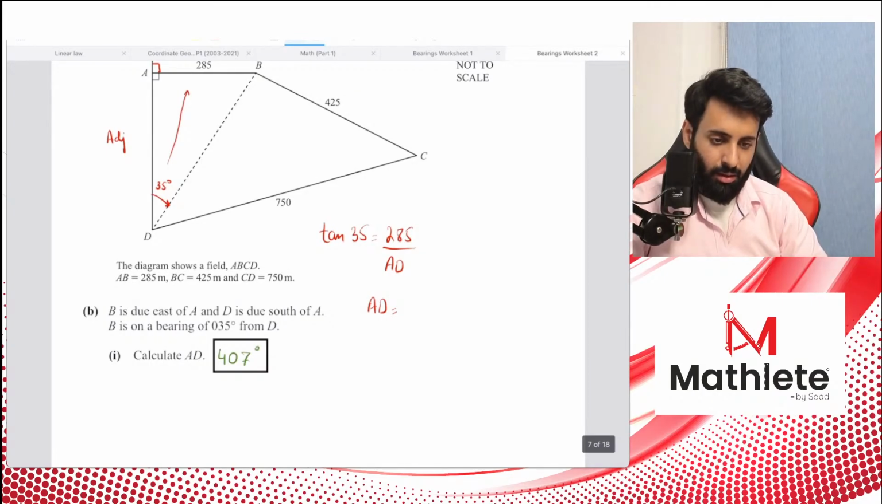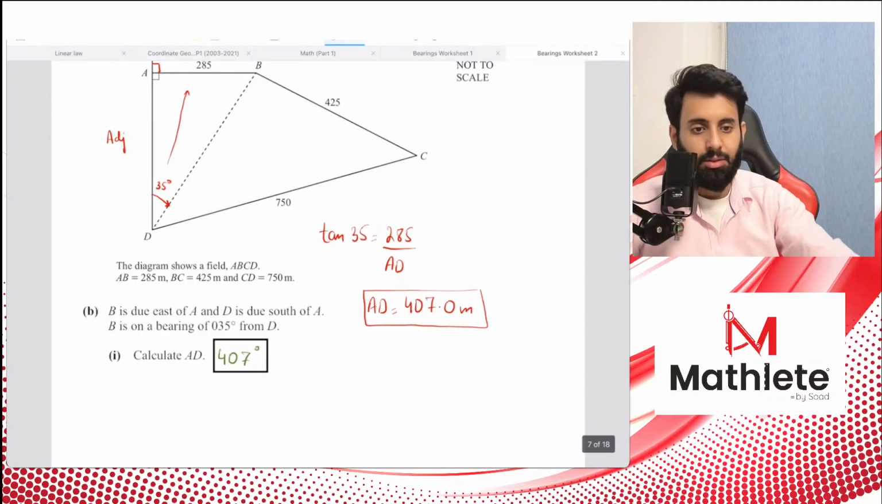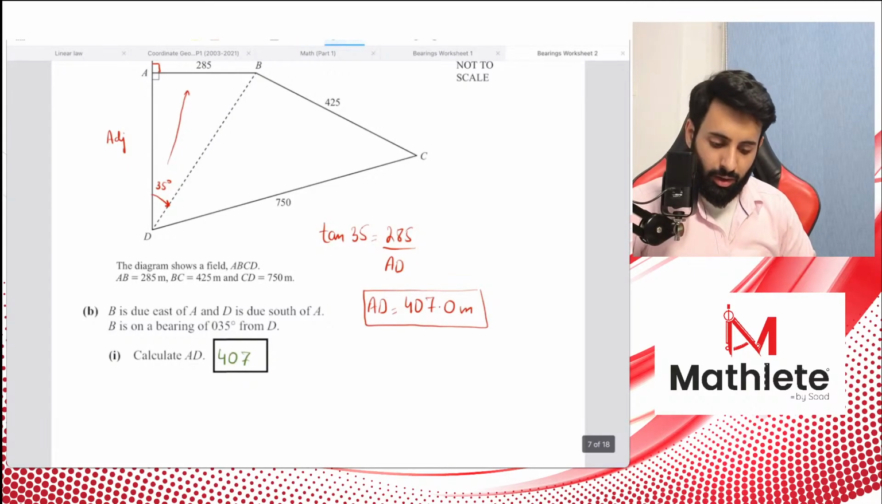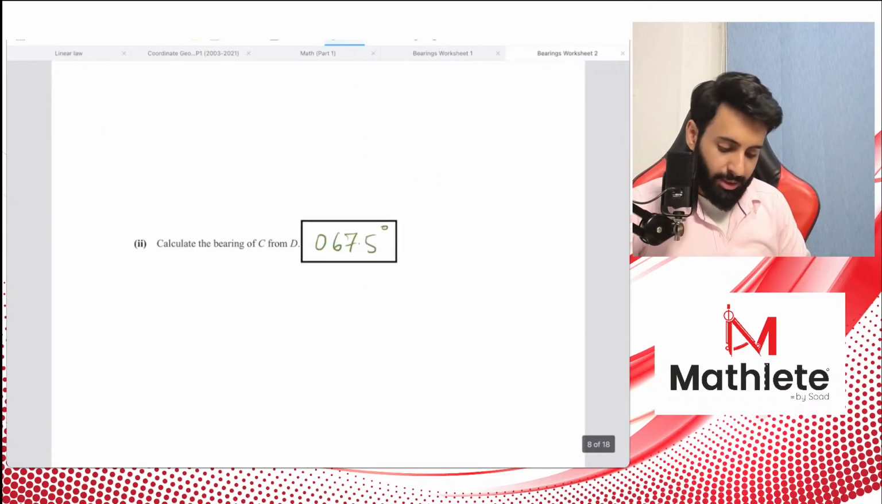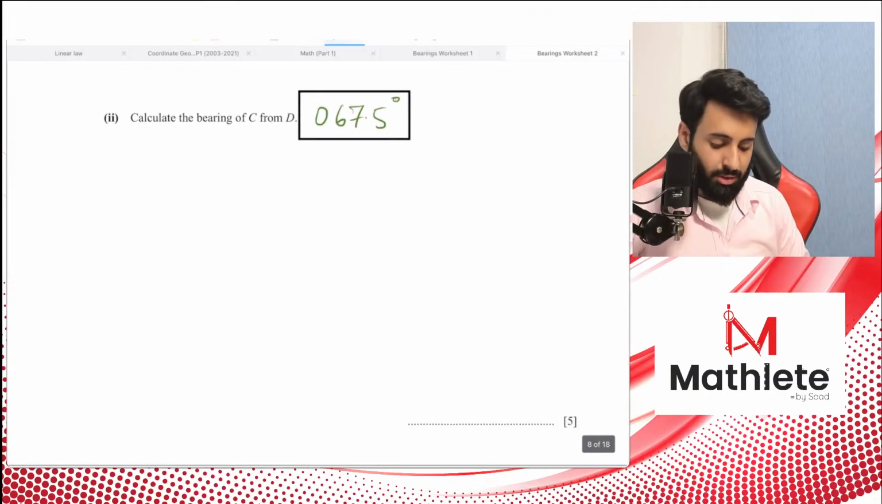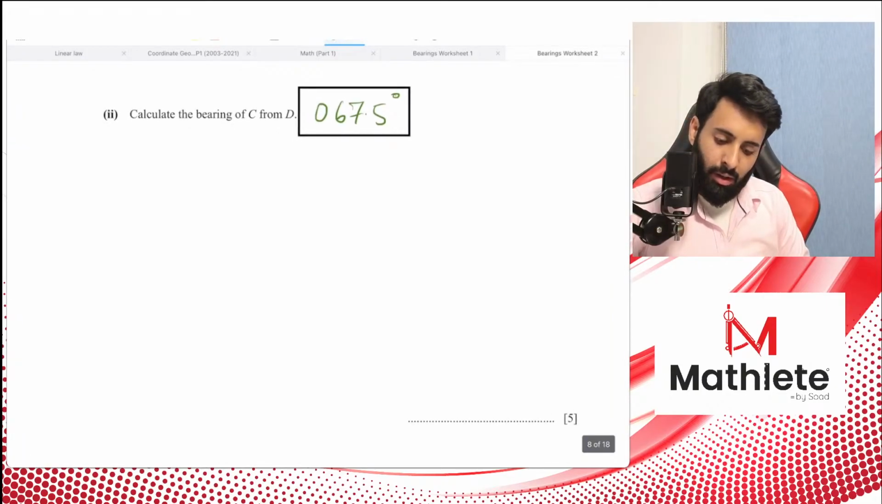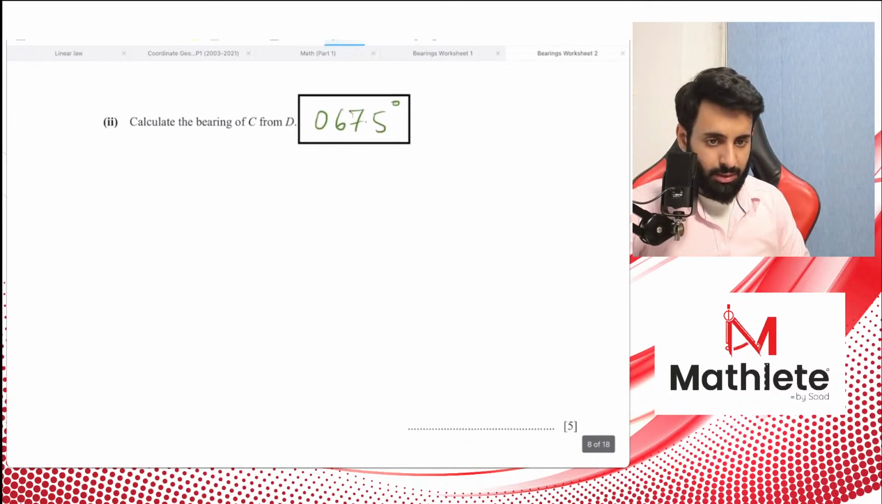285 divided by tan 35, so you have 407.0 meters. Okay, I don't know why I've written degrees over here, so it's 407. Okay, then we have part 2, which, by the way, is a 5-mark question. But again, don't be carried away that just because it's 5 marks does not necessarily, as you saw earlier, mean that it requires a lot of working. Okay, but yeah, it does require a decent amount of working.